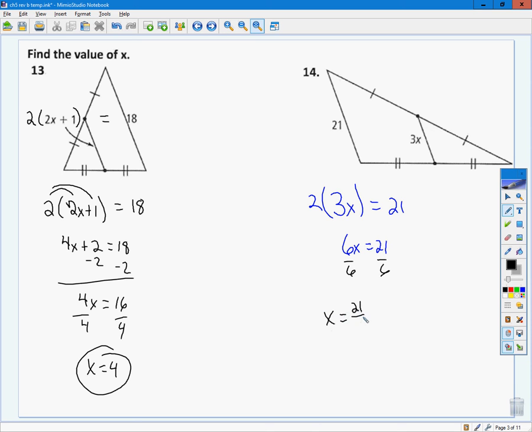Although it's okay to leave things improper, I should really simplify them. These are both divisible by 3. That would give me 7 over 2. This is an okay answer. You could have written 3.5, which would also be okay, if you changed it into a decimal.